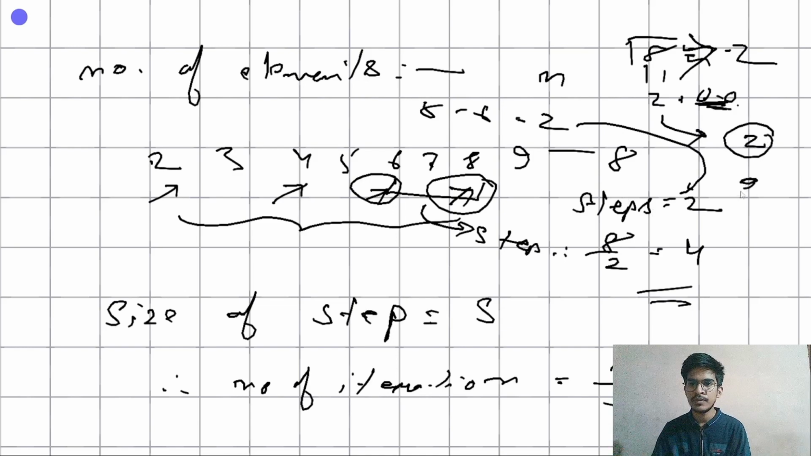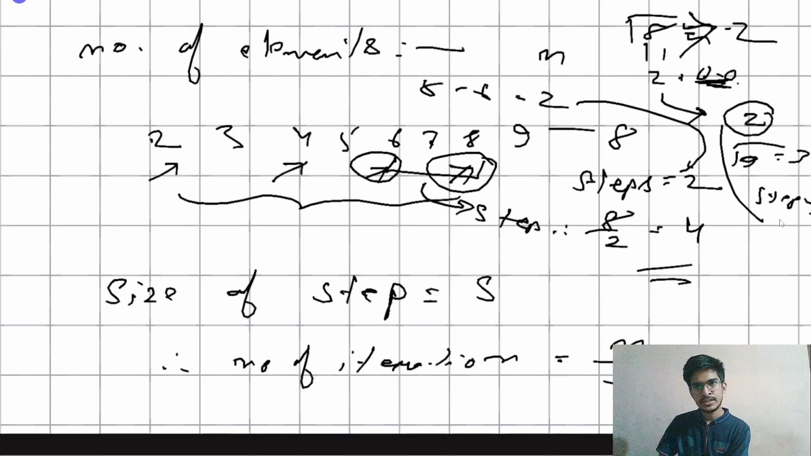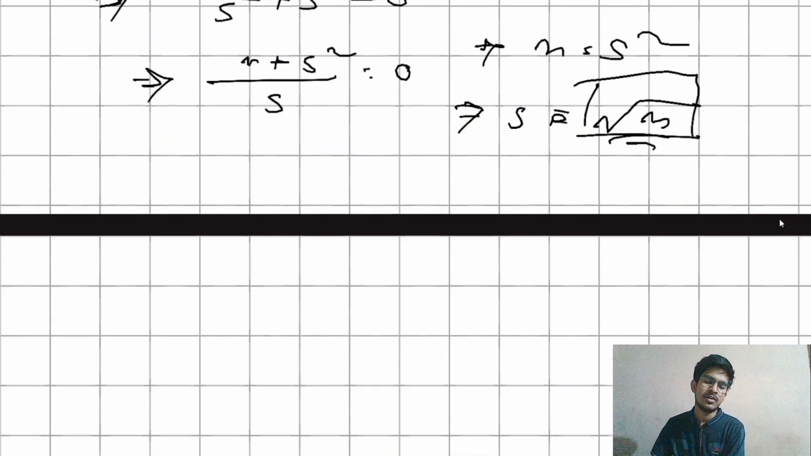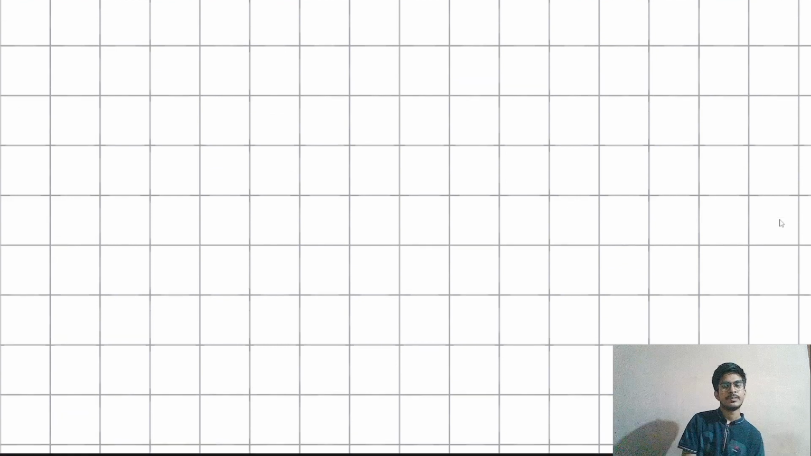If it were 9 elements, root of 9 will be 3, so in that case the step will be 3. In this case, we have 8, so root of 8 will be equal to 2, only the integer part. Okay, so that's the jump search. That's how we calculate the steps.